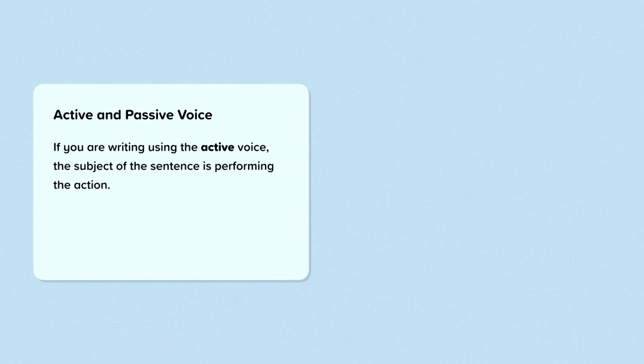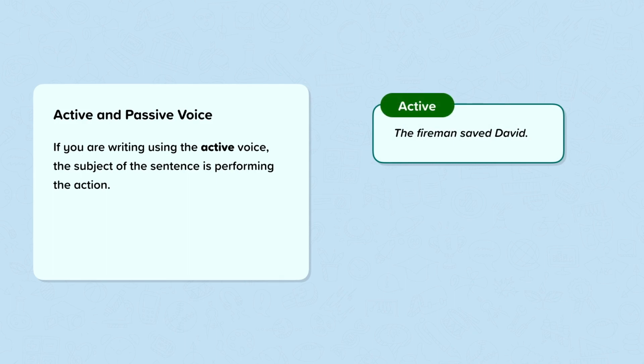If you are writing using the active voice, the subject of the sentence is performing the action. So for example, the fireman saved David. The fireman in this sentence is performing the action.